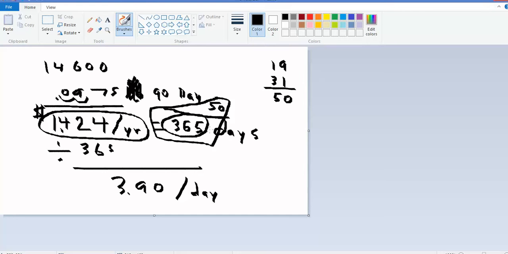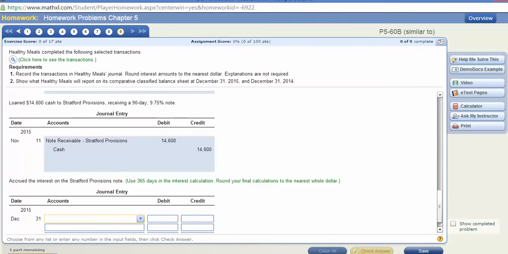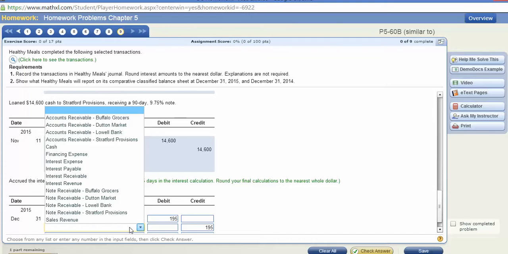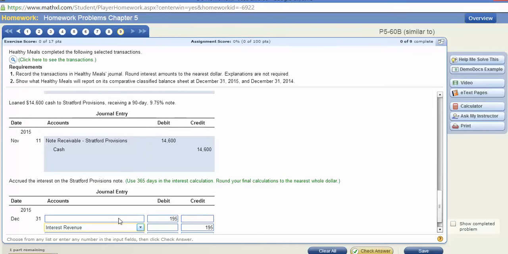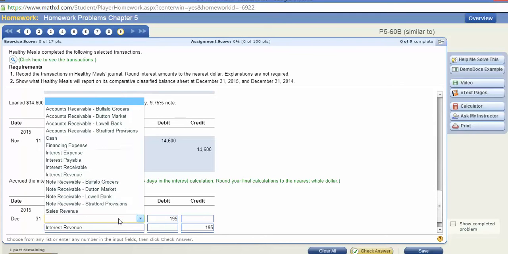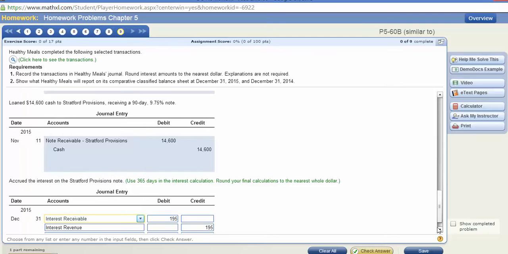So let's come over here. Round your final calculations to the nearest whole dollar. Okay, so if we got $195.06, we're going to call this $195. And we do 195, 195. Okay, what we're trying to book, remember, is interest revenue, so we're trying to recognize our interest revenue. And we're not actually collecting this. This is interest receivable. Okay?